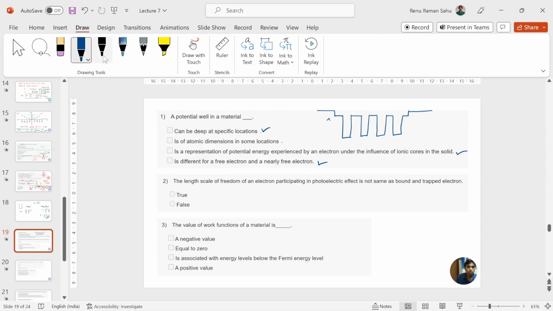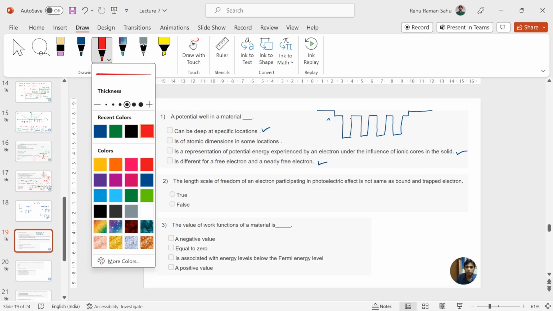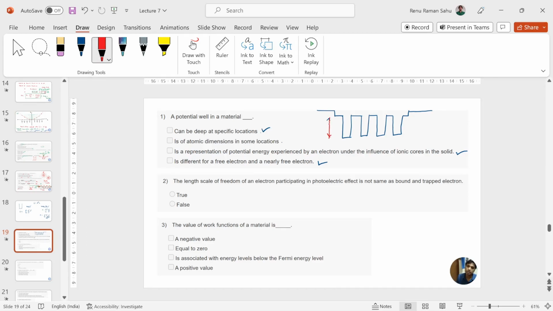We talked about the depth now. It is really so deep that we can approximate it as an infinite potential well. So it can be very deep. Is it of atomic dimension at some location? Let us choose this location. It is of the order of a few angstrom, and a few angstrom is of atomic dimension. So this is also correct. Now it is a representation of the potential energy experienced by an electron under the influence of ionic cores in the solid. This is also correct. You already answered this.